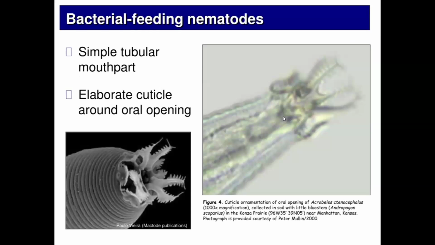Then you have those ones with the simple tubular mouth parts. These ones feed basically on bacteria. So they just take in the bacteria and then they are able to digest. They have a very elaborate cuticle around the oral opening, so they're able to gather as many bacterial cells as possible. This is also from Peter Mullin.